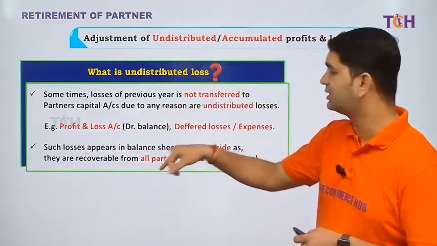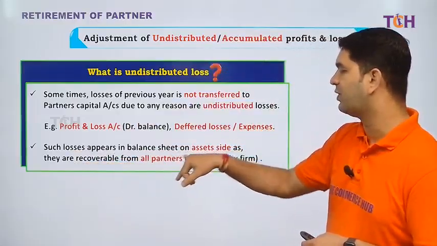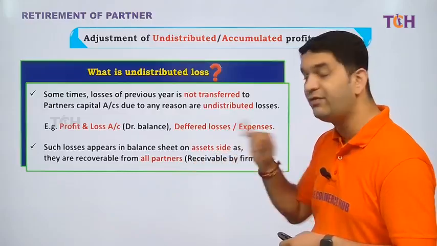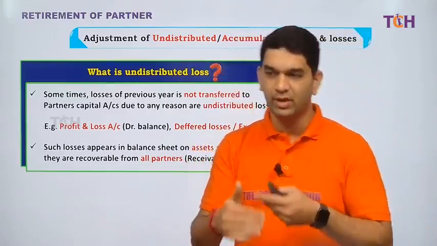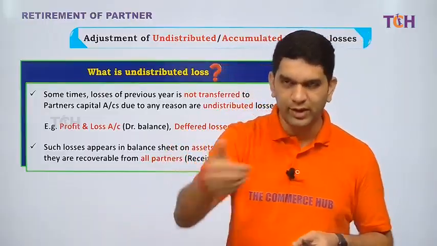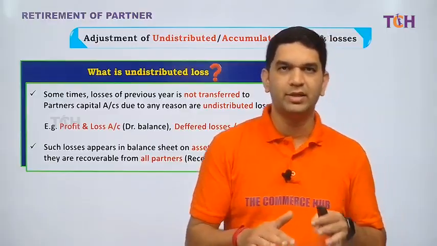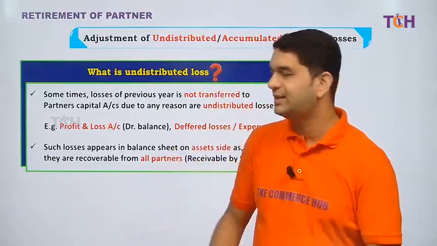Such losses appear in the balance sheet on the asset side as they are recoverable from all the partners. That is receivable by the firm, and that is the reason we record it on the asset side. Like profits, we are going to give to partners, it is our liability to give profit to partners. Losses we are going to recover from partners. So that is the reason profits are recorded on the liability side and losses are recorded on the asset side.